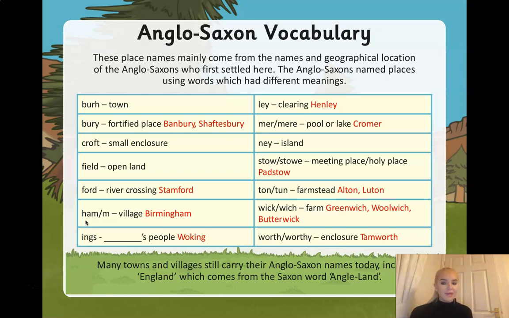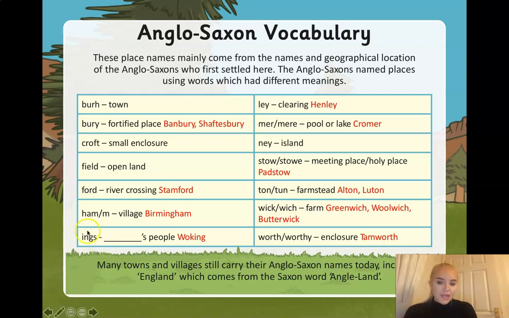Now this word ham, if you see this at the end of a place like Birmingham, it means a village. Now we know today that Birmingham is not a village anymore, but in the Anglo-Saxon times, it was a village. And they knew that because they found a place that ended in ham, it meant that it was a village. So each of these suffixes on the end of the words to make these places all had different meanings. So all the Anglo-Saxon people knew, well, if it has this meaning, it's this type of place. If it has this meaning, it's this type of place.